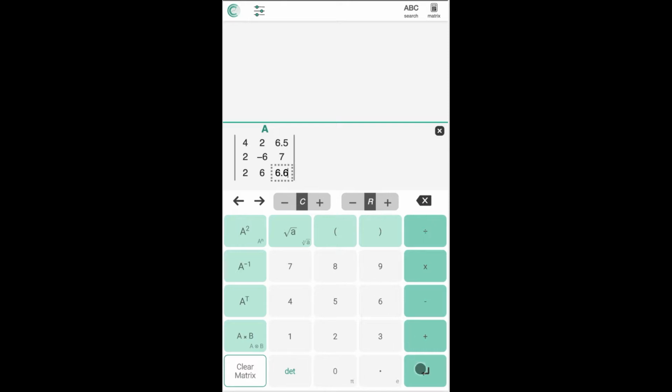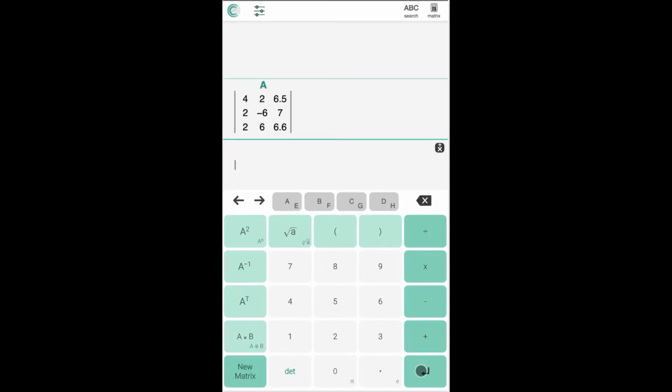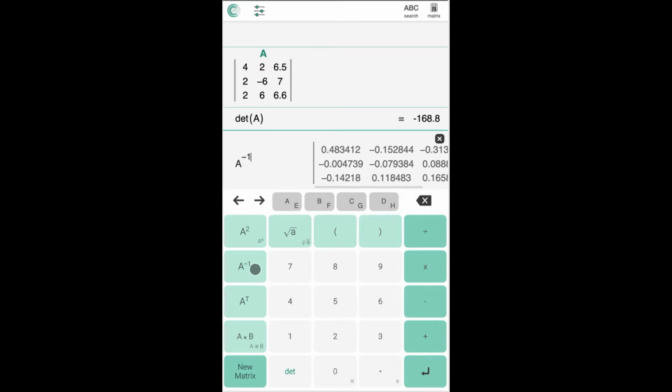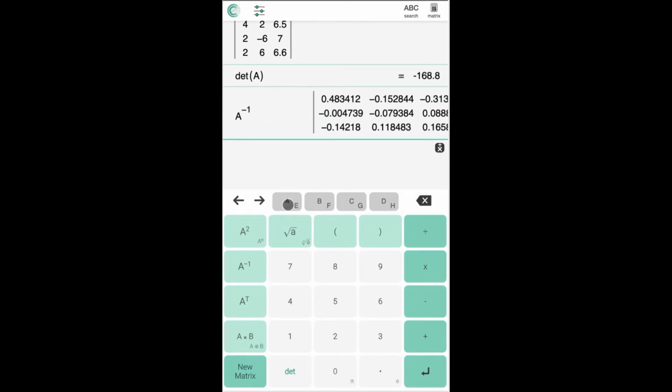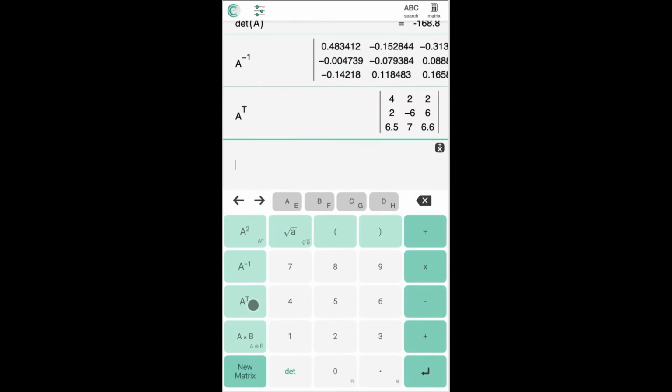Lastly, we send the matrix to the output and can now use the corresponding letter to do matrix math, such as taking the determinant of the matrix, taking the inverse of the matrix, transposing a matrix, and much more.